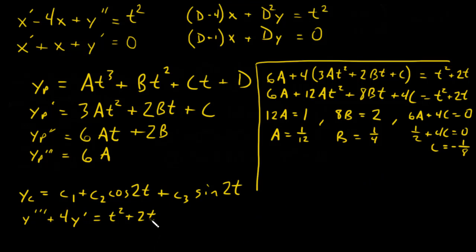Okay, so now I have my y sub p. I'm going to erase this right here. So now my y sub p is this form, right? So it's going to be 1/12 t cubed, and then plus 1/4 t squared minus 1/8 t. And my y would equal this plus this. That's my y of t.